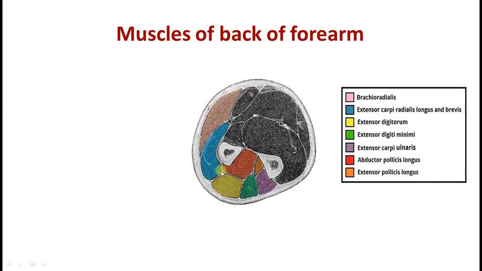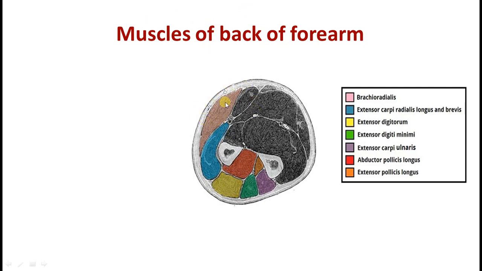Why is this? Because our upper limb rotates 90 degrees laterally during development, whereas the lower limb rotates 90 degrees medially during development. That is why the extensor compartment of the lower limb is in the front, because of the rotation.